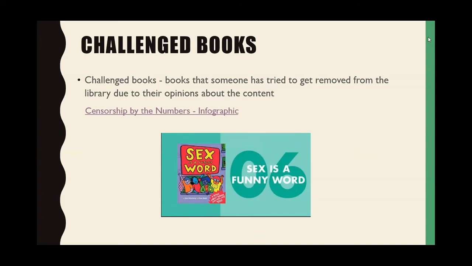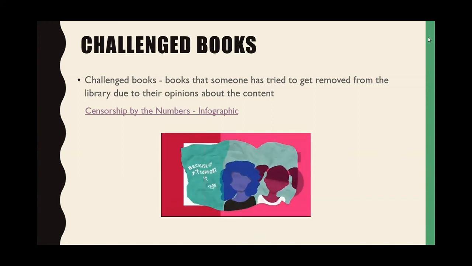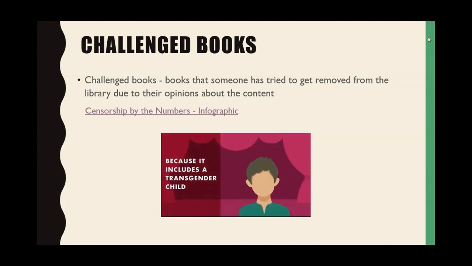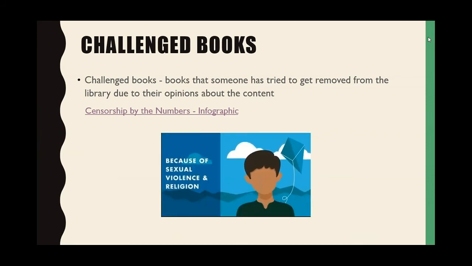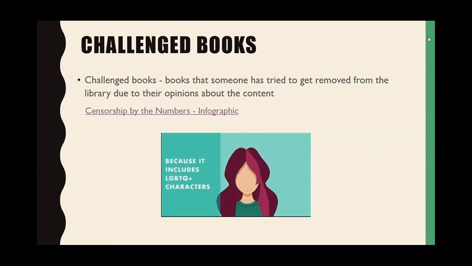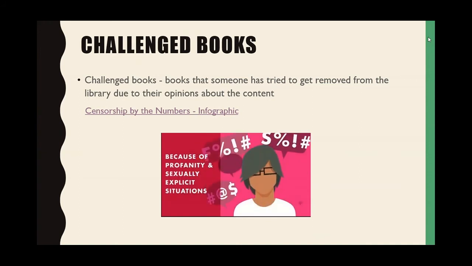Number 6, Sex Is a Funny Word, written by Cory Silverberg and illustrated by Fiona Smyth, because its opponents believe that children should not be exposed to sex education. Number 5, George, by Alex Gino, because it includes a transgender child. Number 4, The Kite Runner, by Khaled Hosseini, because it includes depictions of sexual violence and deals with religious themes. Number 3, Drama, written and illustrated by Raina Telgemeier, because it includes LGBT characters. Number 2, The Absolutely True Diary of a Part-Time Indian, by Sherman Alexie, because of profanity and situations that were deemed sexually explicit.